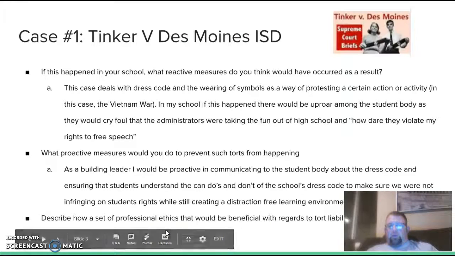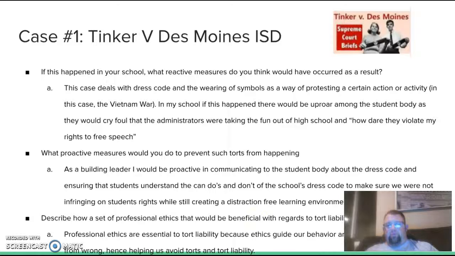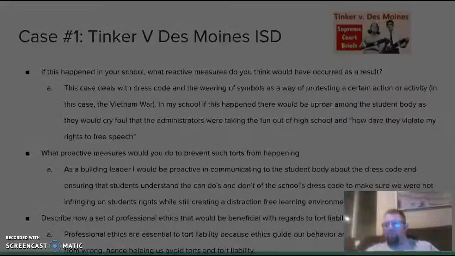So, as far as my ethics are concerned and how they're beneficial towards tort liability, I feel like professional ethics really are essential because they guide our behavior and they really help us differentiate right from wrong. And obviously, when making the right choices, we are able to avoid tort and tort liability.